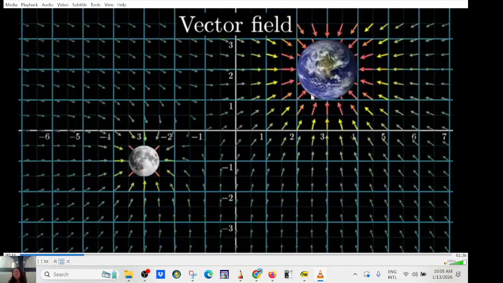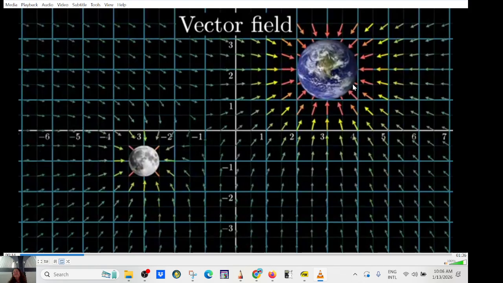So for example, last year we learned that the Earth is generating an aura around it, and it's called a gravitational field, and we can represent that with a vector field. So every point in space will be associated with a gravitational field, G. It's a vector. It can be stronger close to the Earth and weaker as you move away. It's an inverse square law. So here, at that distance here, the field is 9.8.